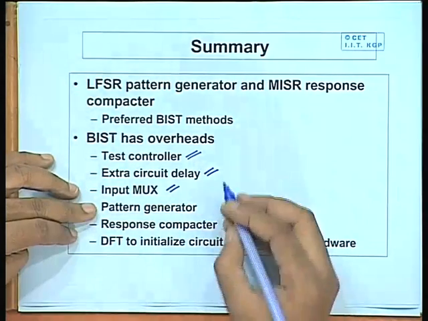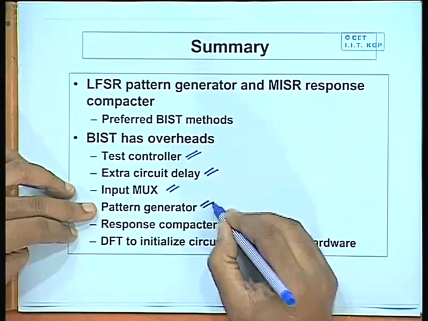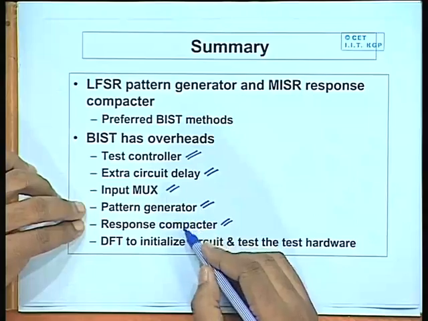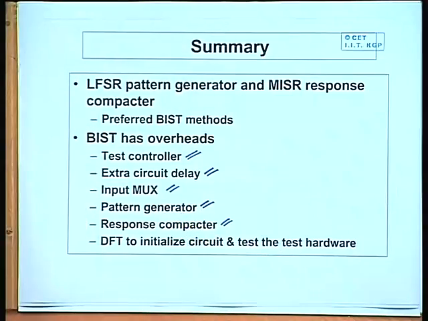You need pattern generators and response compactors. Not always will you find some register which was there already in your circuit, which you can expand or extend as a BILBO register to act as them. Sometimes you may need to add an extra response generator or a pattern generator.